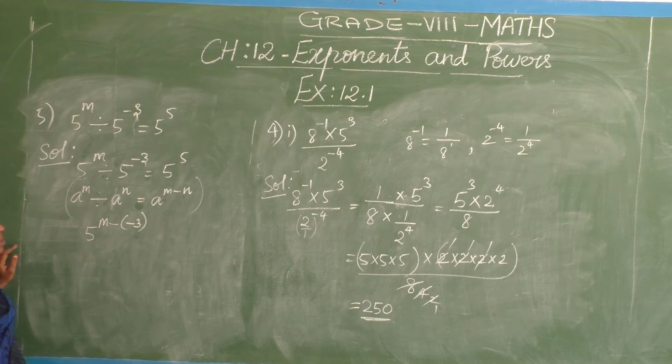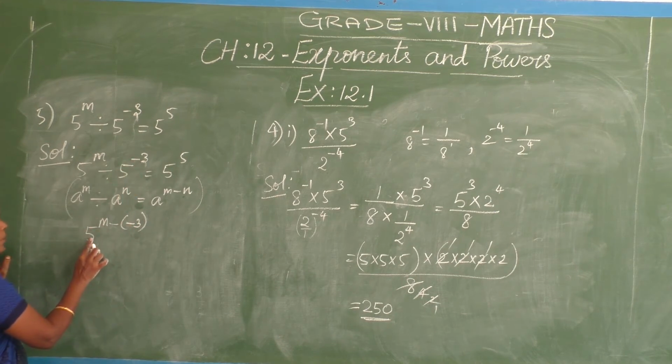Why did I write like this? Division means powers can be subtracted. So m minus, for that subtraction, this minus came. But n value itself is minus, so this minus came. Don't confuse seeing two minuses together. Clear? Division, bases are same, powers can be subtracted. So m minus, subtraction, so minus. The n value in the question itself is minus 3, so this minus is coming here.